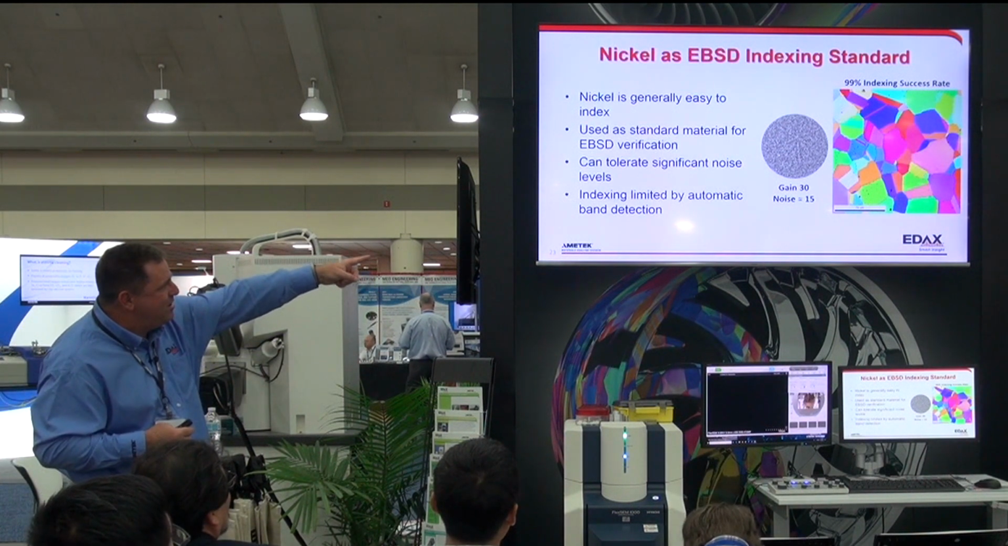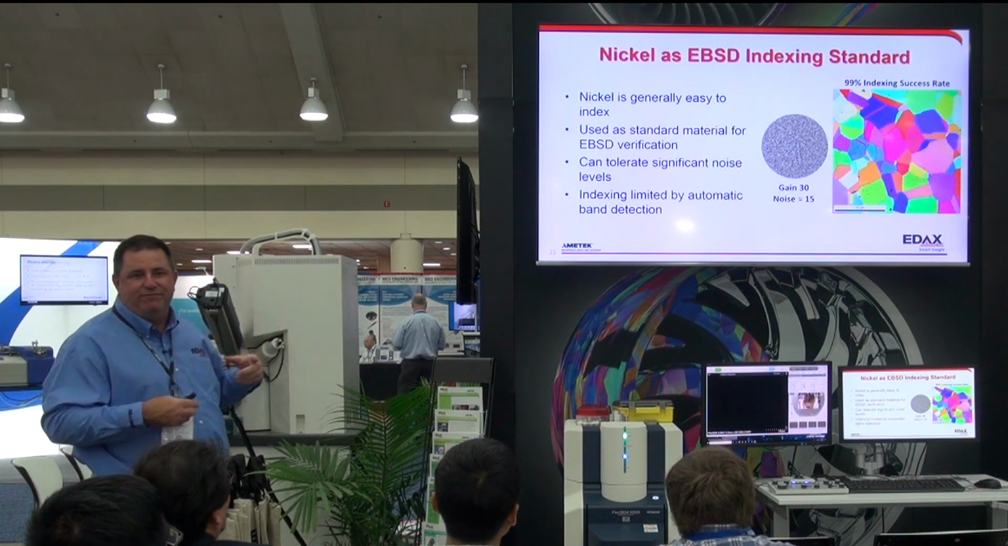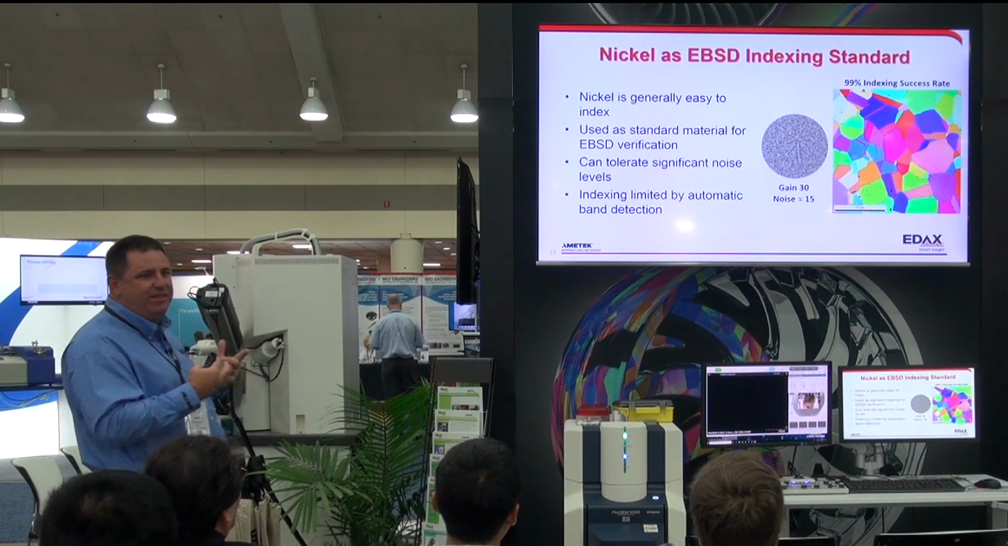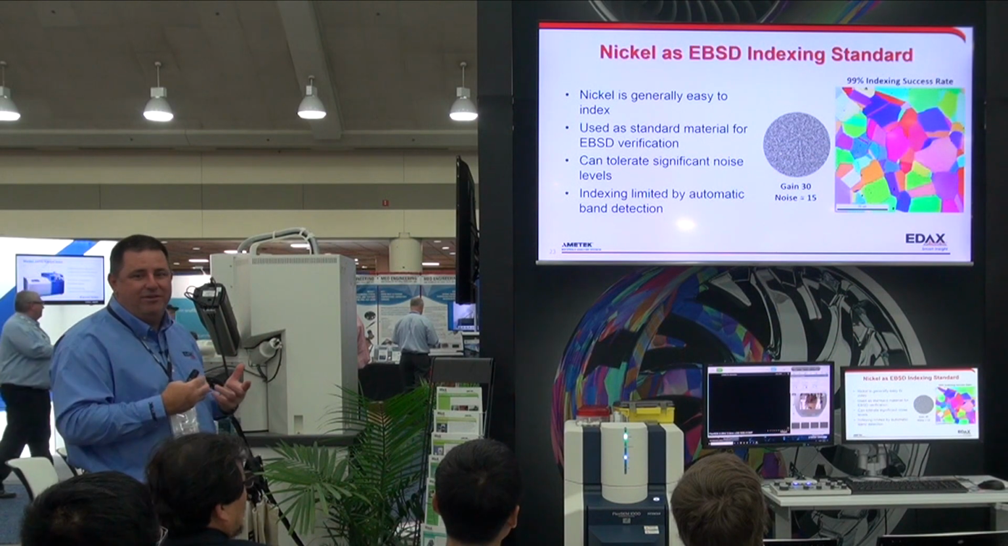So in that pattern, that's a gain of 30 and a noise level of 15. You can see that's visually hard to see the bands, but we can actually index that with 99% success. The computer is very good at machine vision type applications. That's what computers are really good at. So this quality of pattern, to your eye, you'd say that's bad. To the computer, that's actually good.